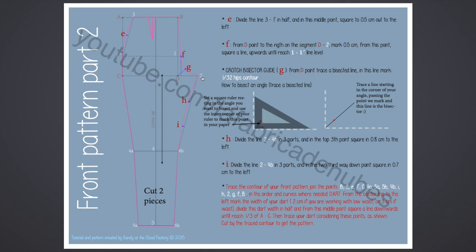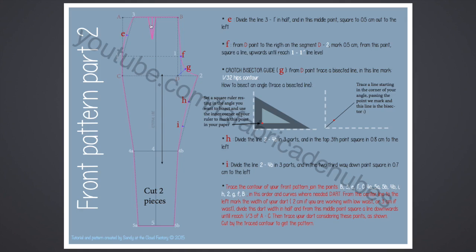Now, the segment 2, 4B, you have to divide it by 3, and in the first point here, you have to square inside 8 millimeters, and in the second point you have to square inside 7 millimeters. Those will be your points H and I. Then you can trace the contour of your pant, join all these points from 3, passing from B, F, G to H, I, 4B, 5B, 5A, 4A, C, 1 prime, E, and 3.